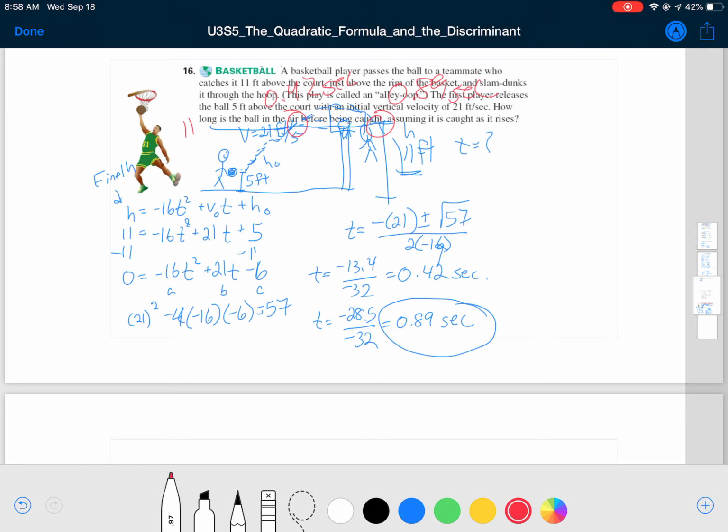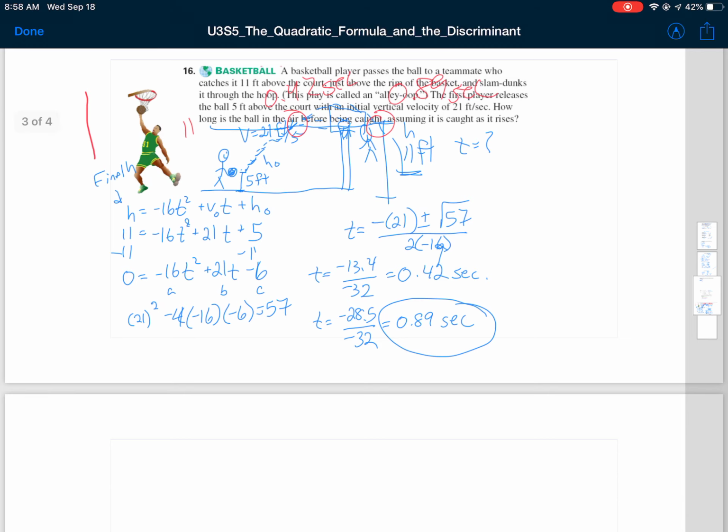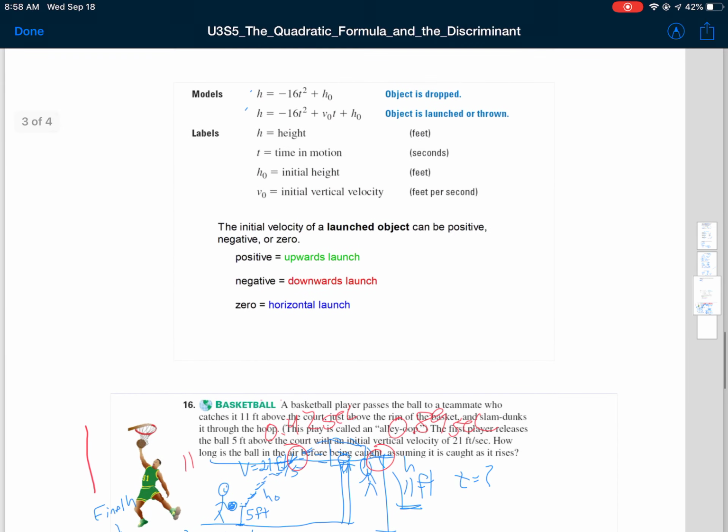So that's the applications of the quadratic formula and the discriminant. And if you're a big physical science person, or if you've taken physics before, this has a lot to do with gravity and acceleration.